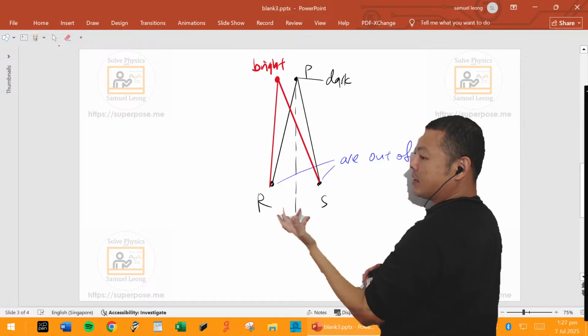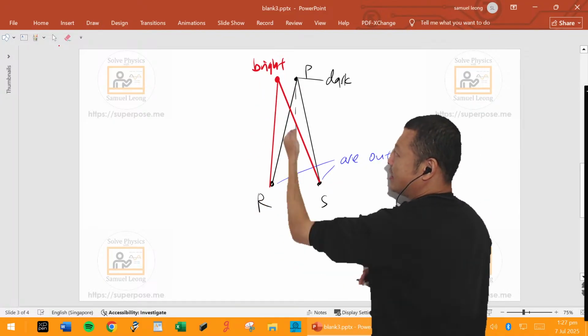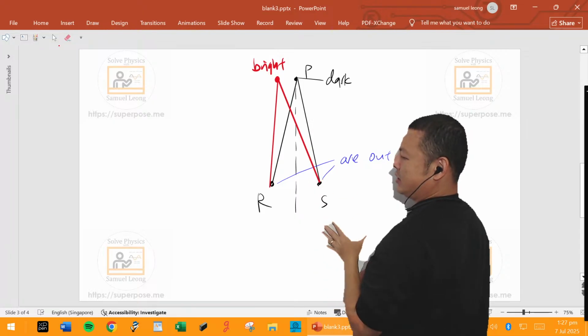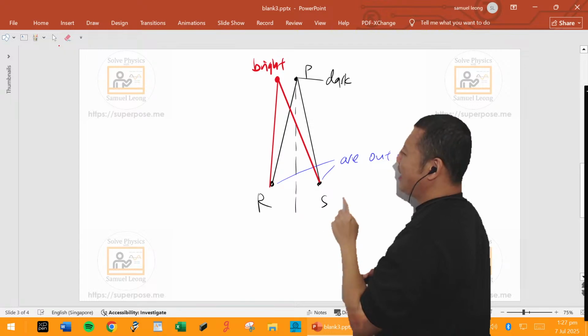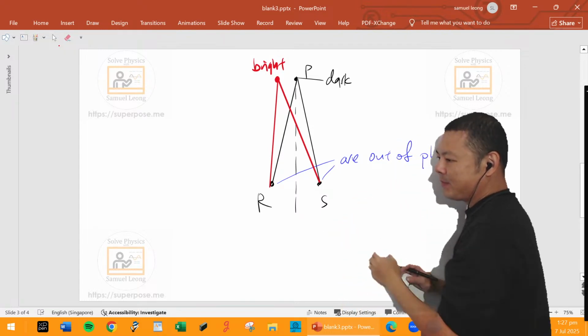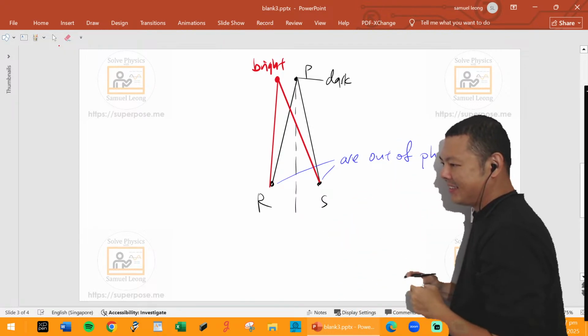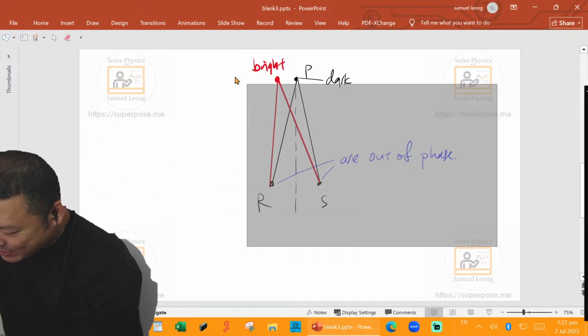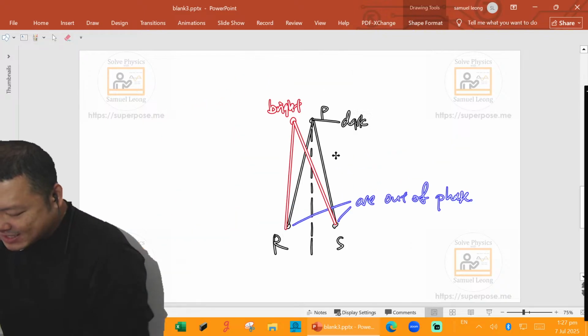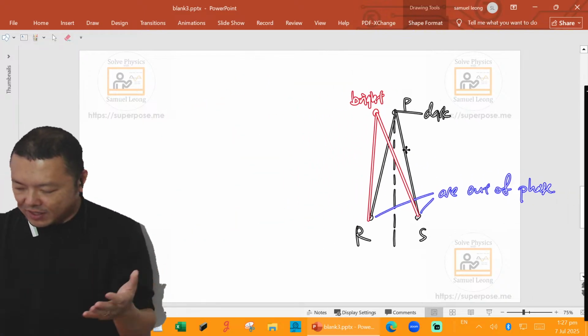So how do they become in phase there? Yeah, correct. It's because of the path difference, right? So one side is shorter than the other, right? How much? Half a wavelength. Okay. So this is an application of the standard thing.